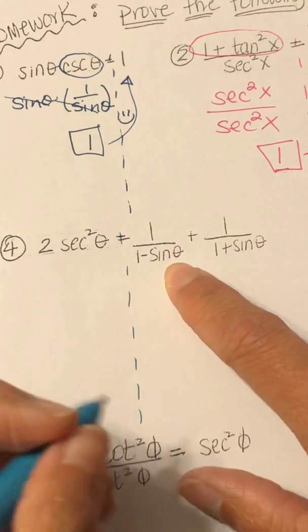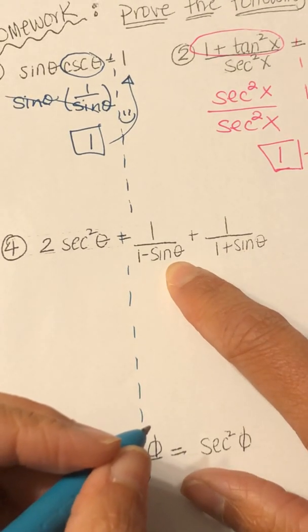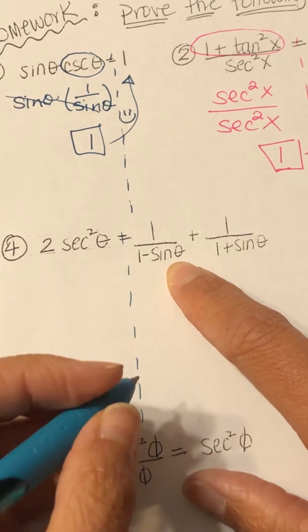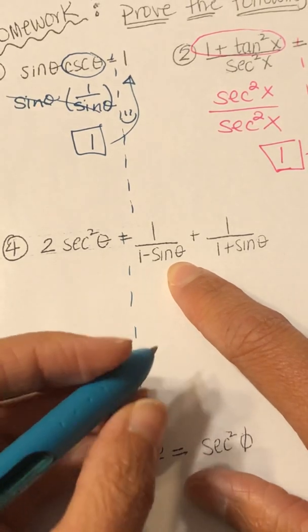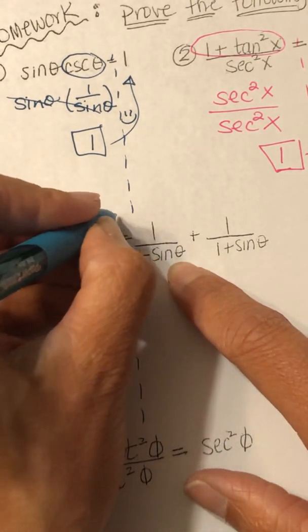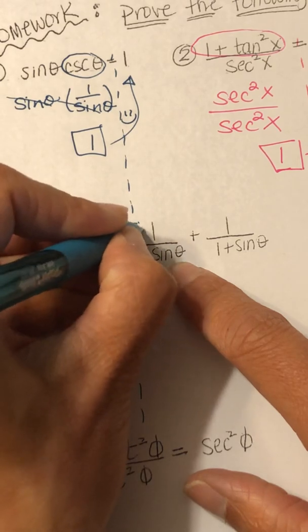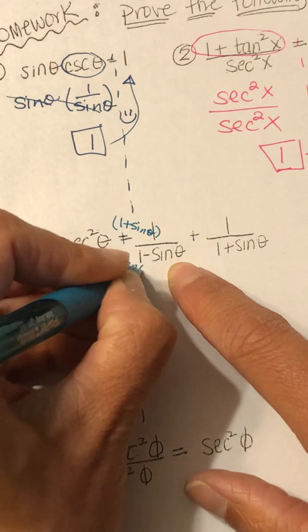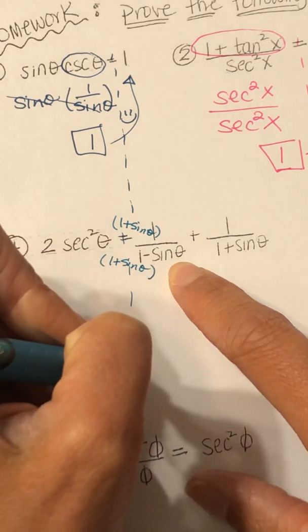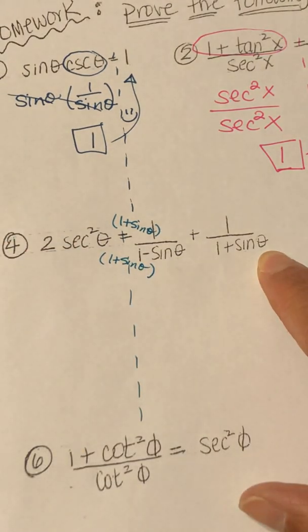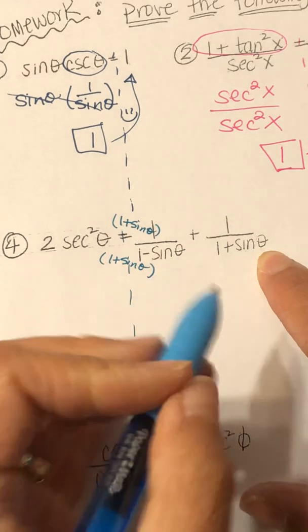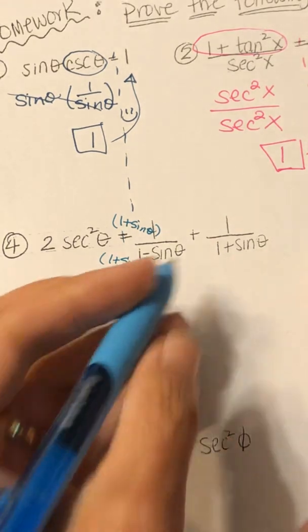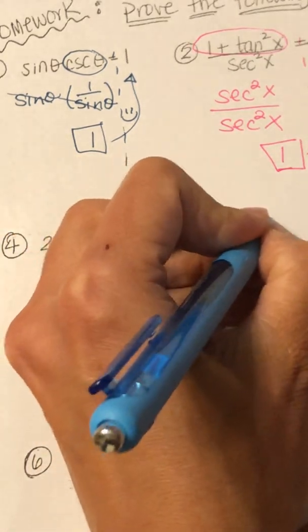So the conjugate of 1 minus sine theta is 1 plus sine theta. So I'm going to multiply top and bottom by 1 plus sine theta. Okay. On this side, I'm going to multiply top and bottom by the conjugate of 1 plus sine theta, which is 1 minus sine theta.